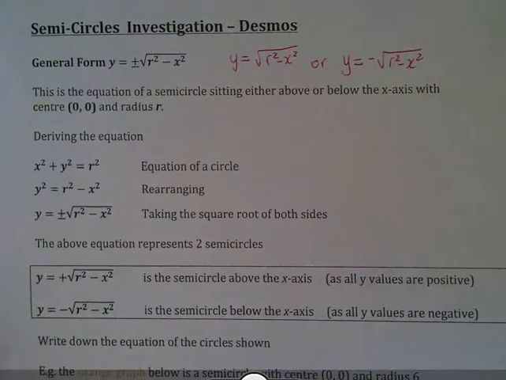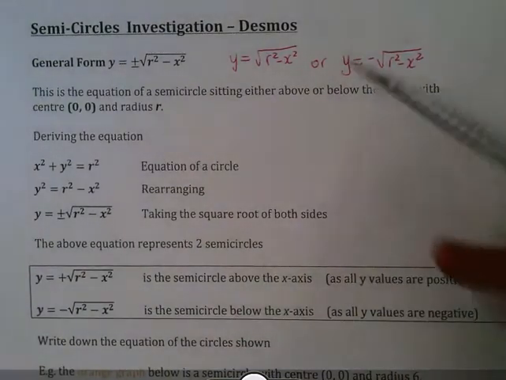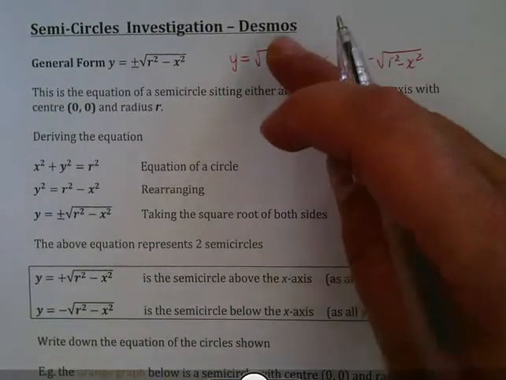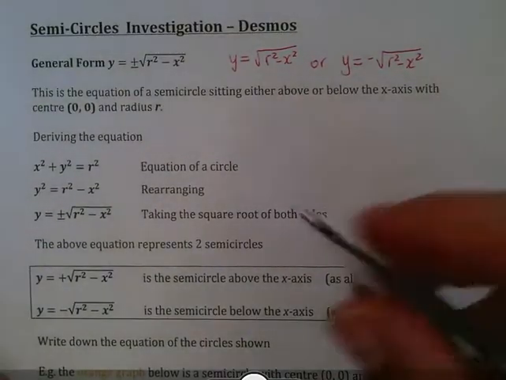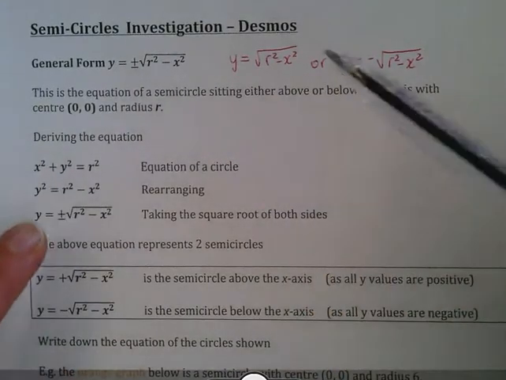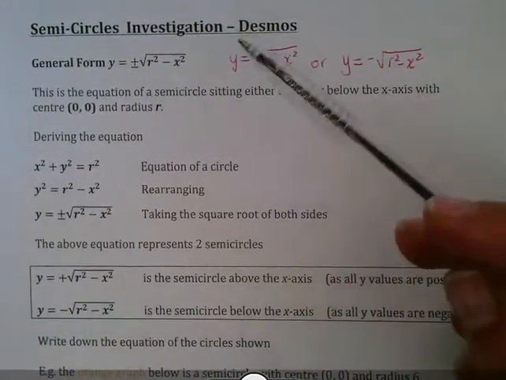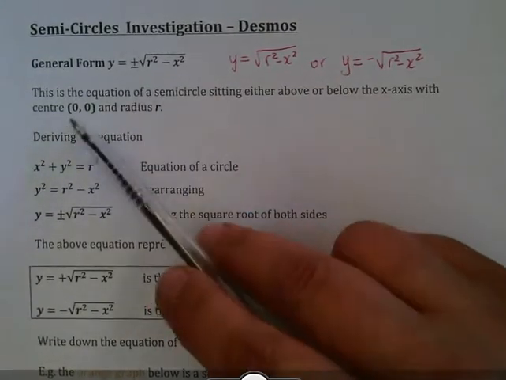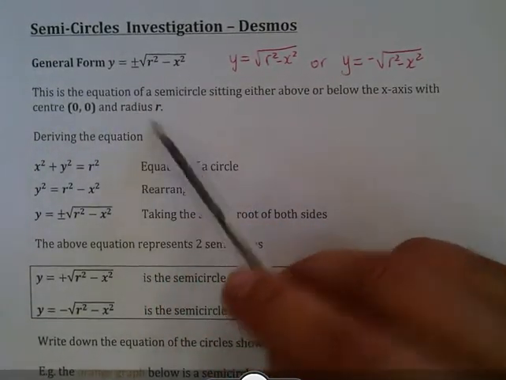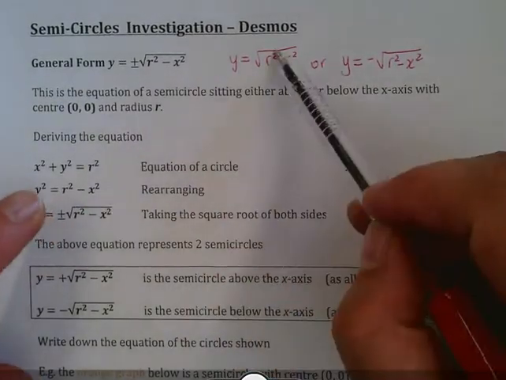Now we're going to look at 4 types of semicircles: semicircles above the x-axis, below the x-axis, and then we're going to see sideways ones as well. Sometimes people get confused. They're not sure if it's the equation of a semicircle or not. So this is the equation of a semicircle with center 0, 0, radius r. Let's see how we derive that equation.